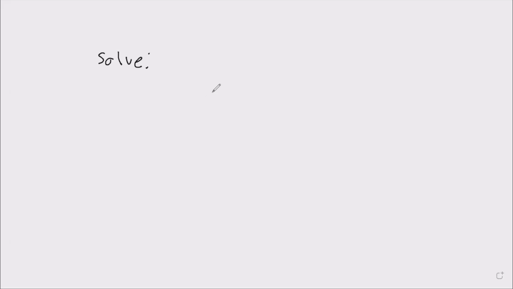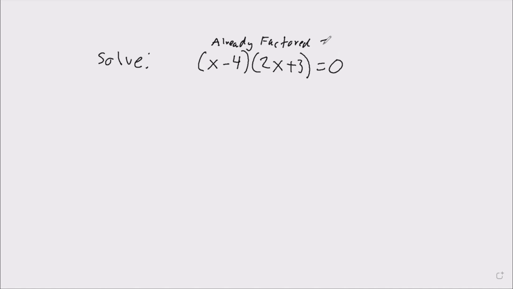Hi, in this video, we are going to learn how to solve quadratic equations by using factoring. Our first example is a very straightforward example. We're going to solve the equation (x - 4)(2x + 3) = 0. Note that the left side is already factored. Also, note that the equation is already equal to 0.